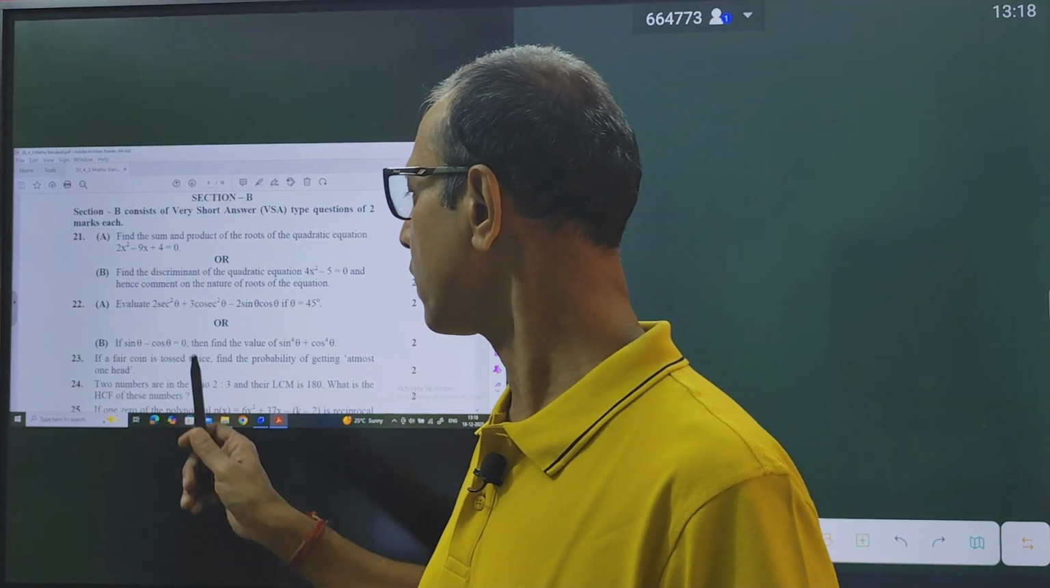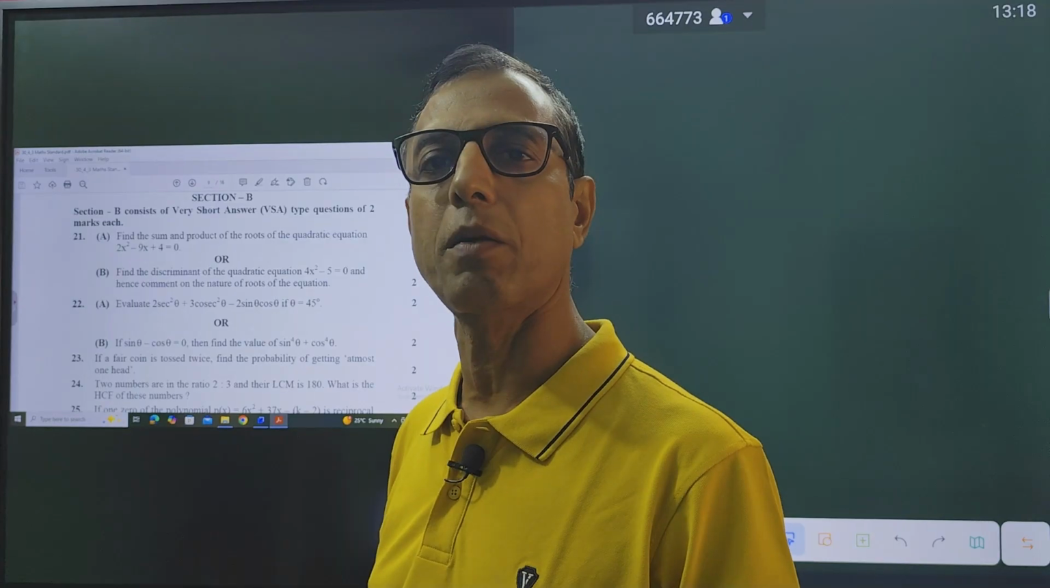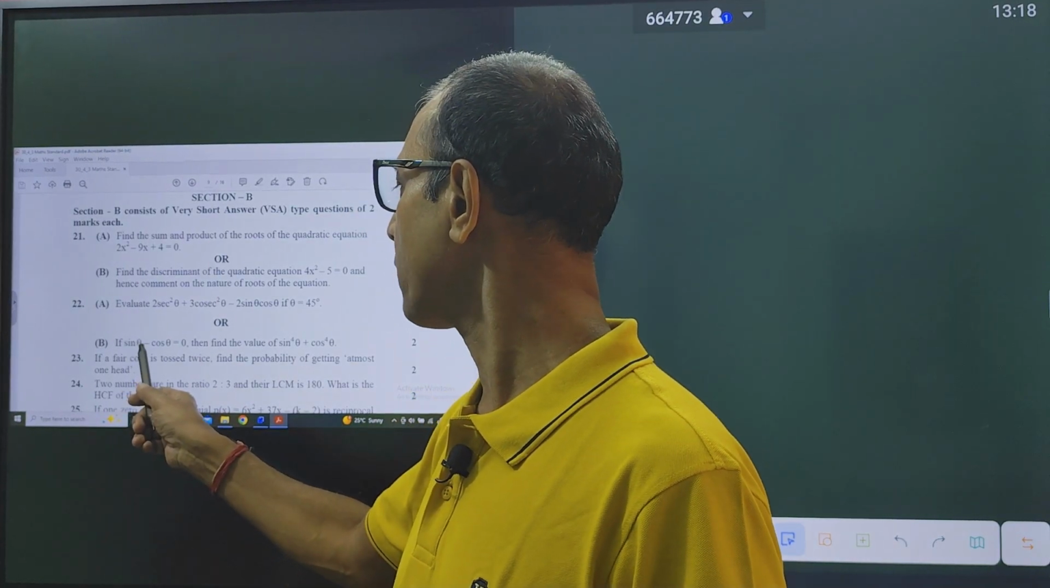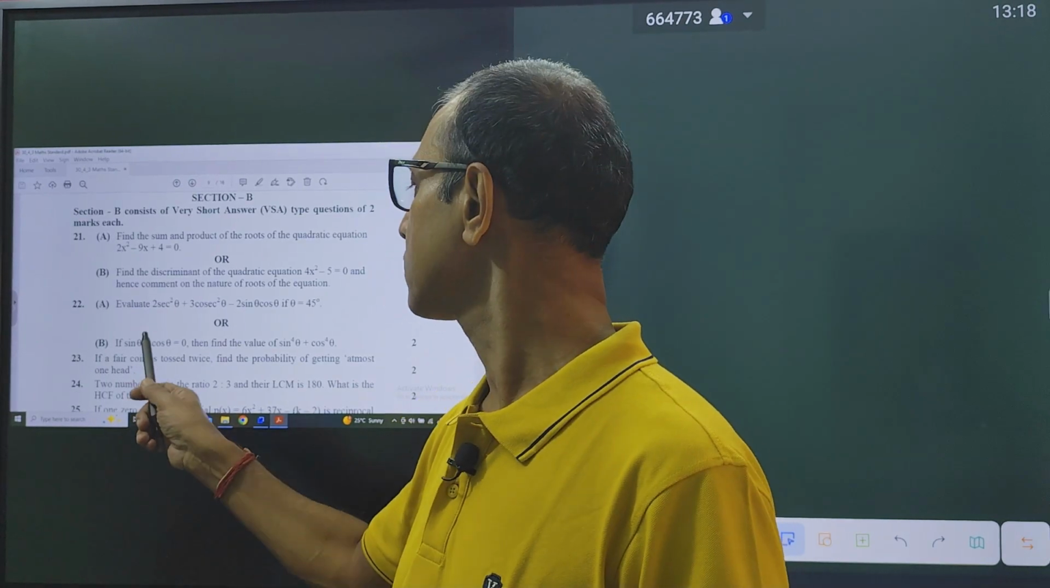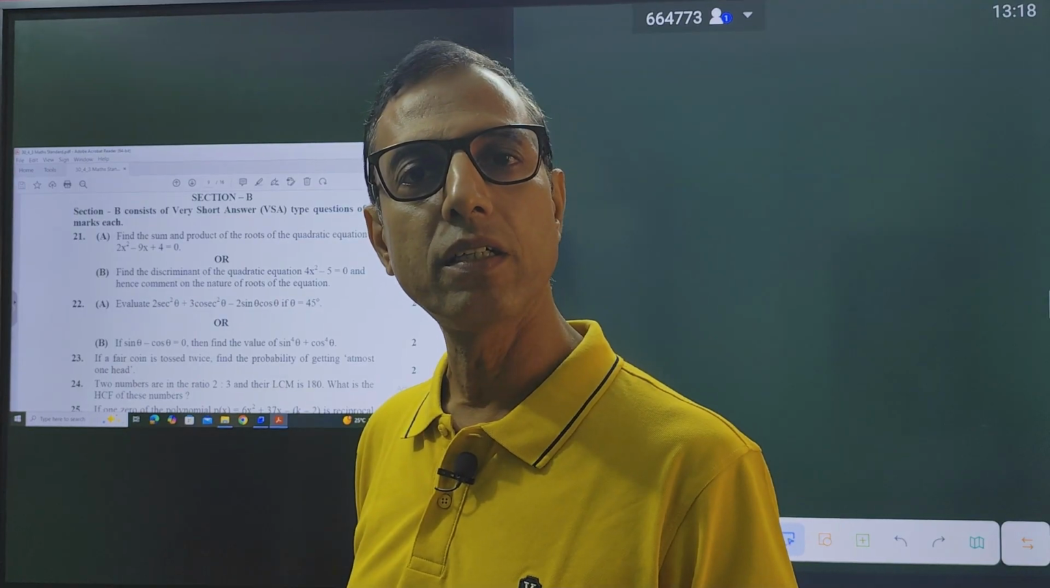So what you need to do in that case is find out the value of theta. Then only can you replace sin to the power 4 theta plus cos to the power 4 theta with a value. So if sin theta minus cos theta equals 0, that means sin theta by cos theta equals 1. That means tan theta equals 1. That means theta equals 45 degree.